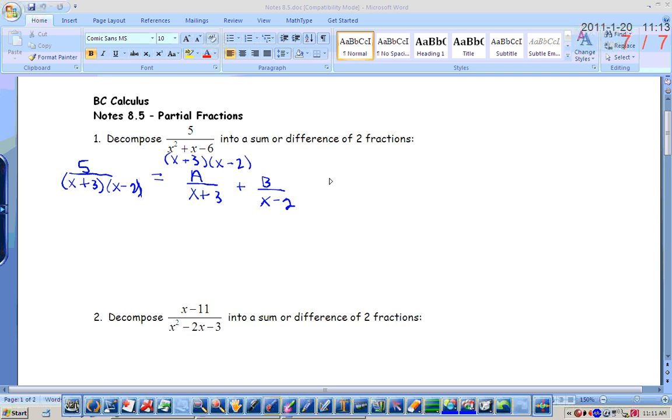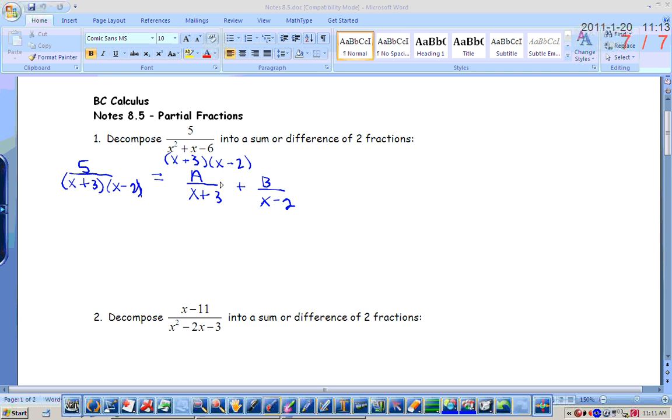Like all throughout algebra, when you are adding fractions, you've learned to find a common denominator and simplify it. All we're doing is going the very opposite direction. We're starting with the common denominator, and we're trying to break it up into two different parts. So you always break it up into some unknown number over one factor plus some unknown number over the other factor.